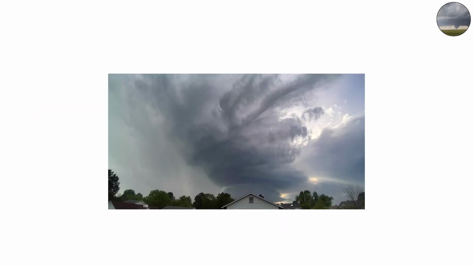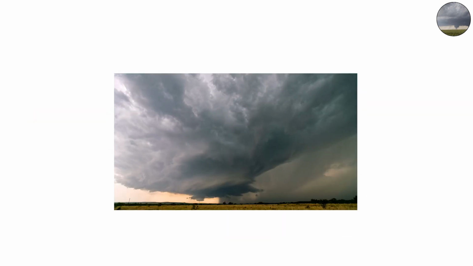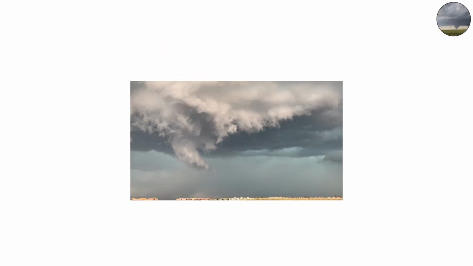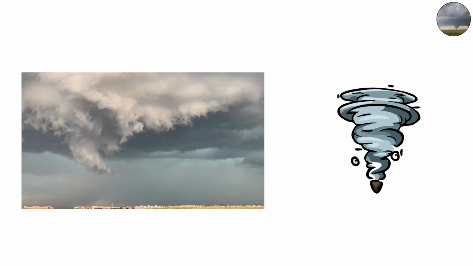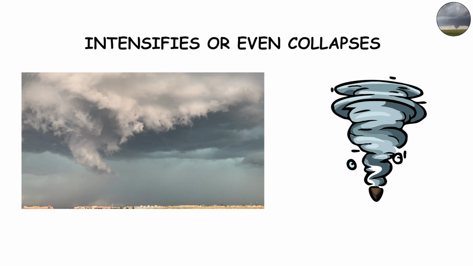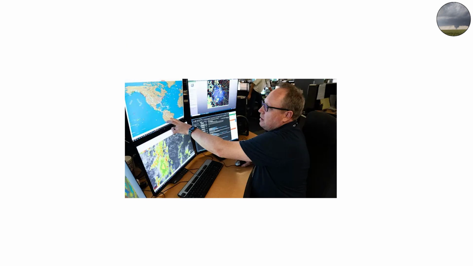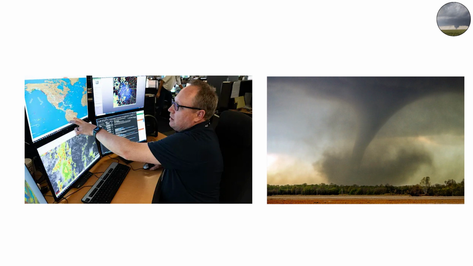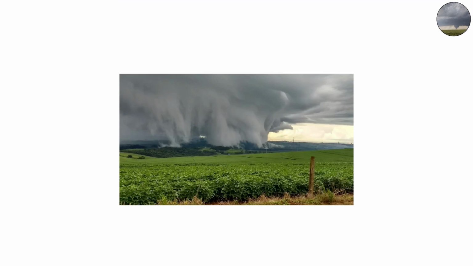The RFD is a surge of rain-cooled air that wraps around the backside of a supercell thunderstorm. It's like a mighty shove of wind that pushes downward from high in the storm and then curls around the rotating updraft. This descending air can reach speeds over 60 miles per hour, and it plays a huge role in shaping how a tornado forms, intensifies, or even collapses. Meteorologists often call it the secret weapon behind tornadoes because without it, many funnels would never actually touch the ground.